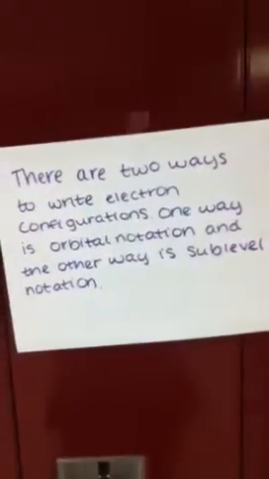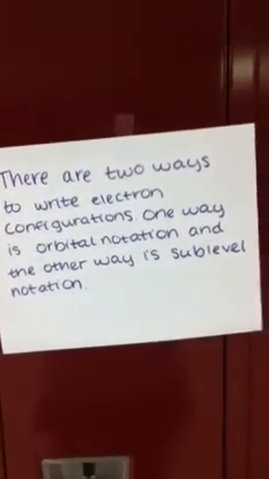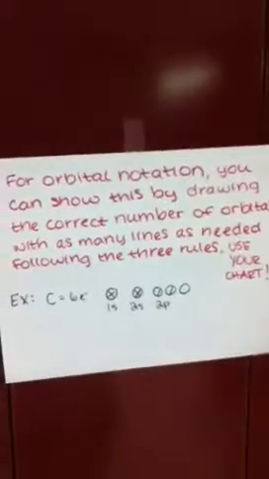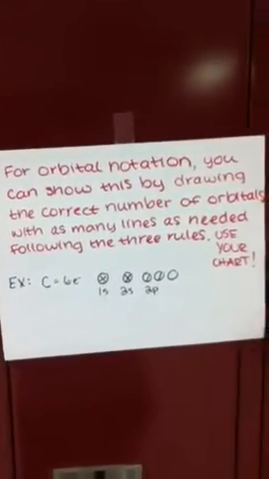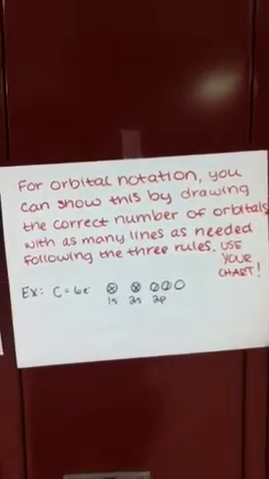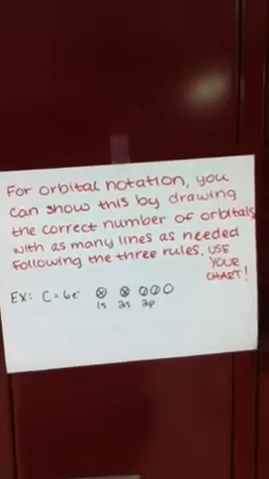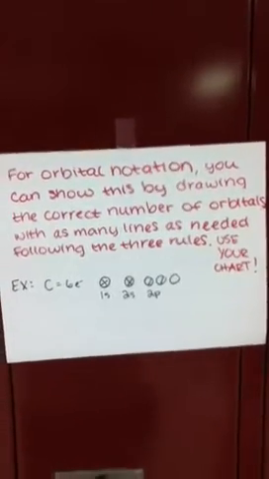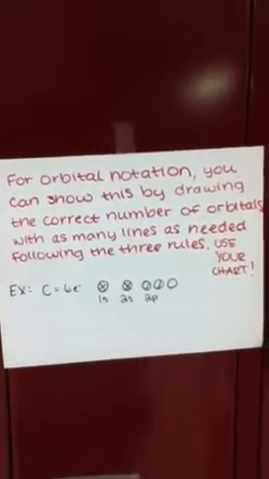There are 2 ways to write electron configurations. One way is orbital notation, and the other way is sublevel notation. For orbital notation, you can show this by drawing the correct number of orbitals with as many lines as needed following the 3 rules, and you should probably use your chart.